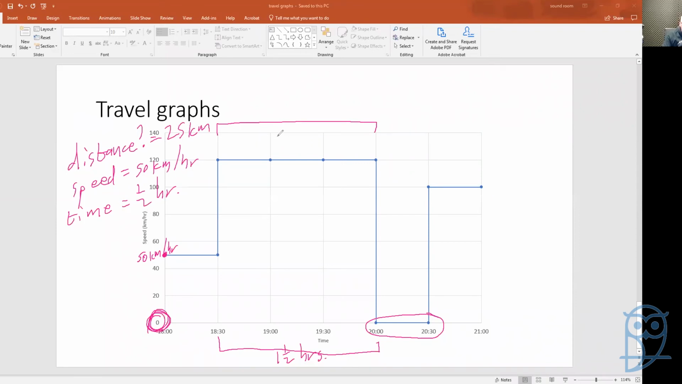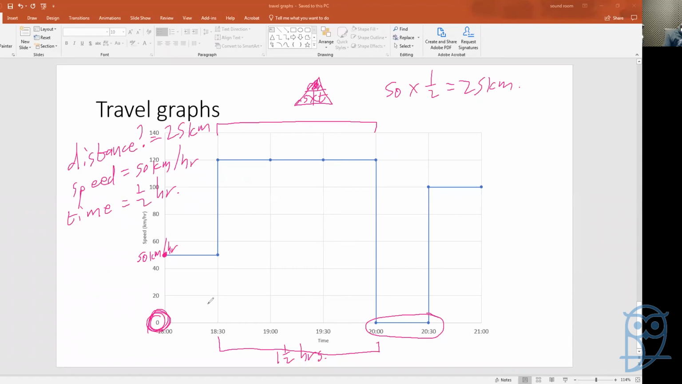Or you can use your triangle. It said speed was distance over time. So if I'm trying to calculate distance, it is speed times time. So it is 50 times a half, which gives me 25 kilometers. Exactly the same answer.